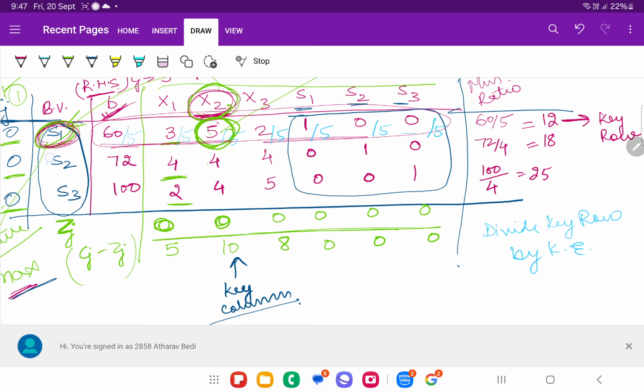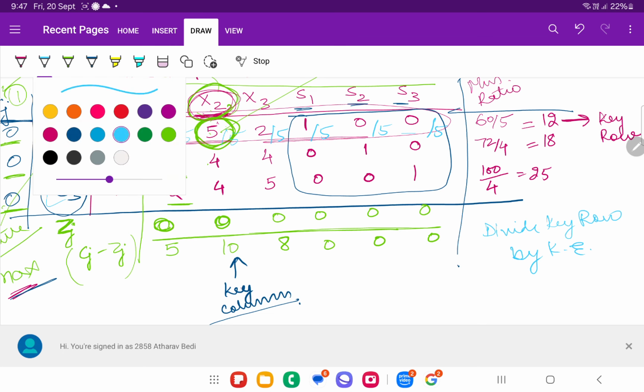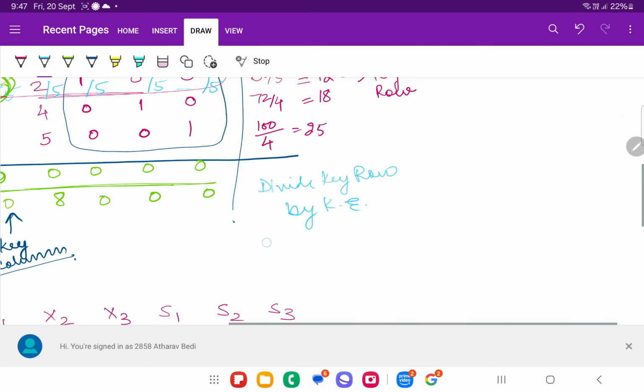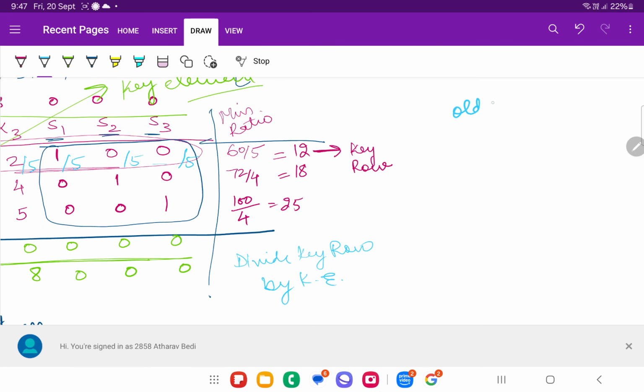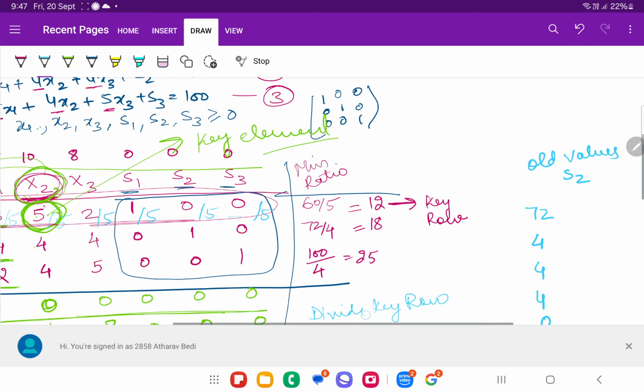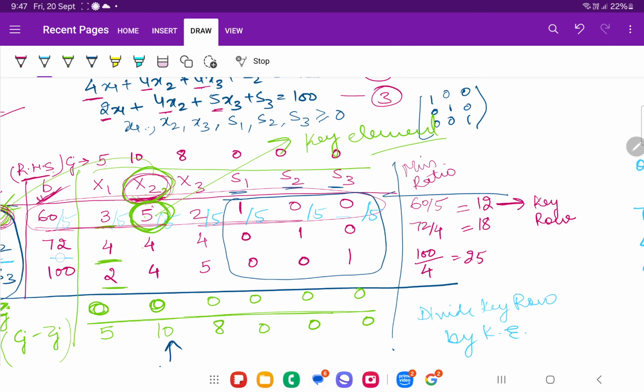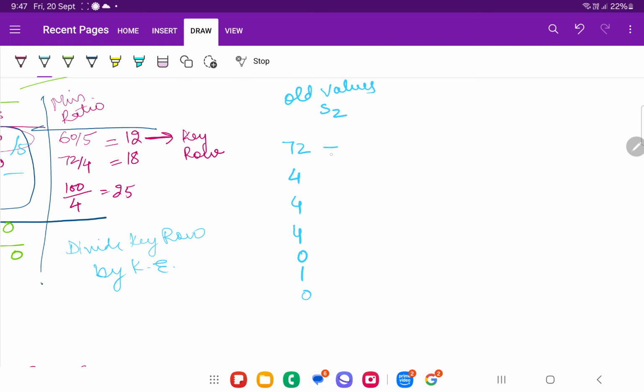Now we have to find out the values of S2 and S3. Let's calculate first of all for S2. Now write down the old values of S2. Old values of S2 were 72, 4, 4, 4, 0, 1, 0. If I show you here, this is the old value 72, 4, 4, 4, 0, 1, 0. I have written it here. I'll put a minus sign.